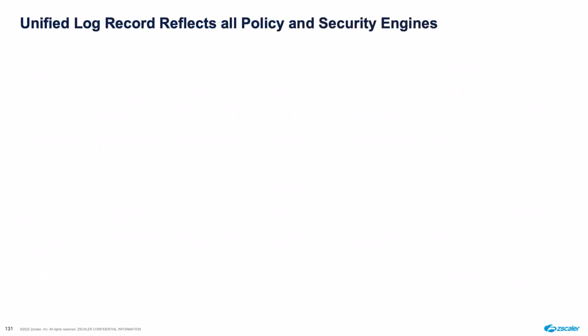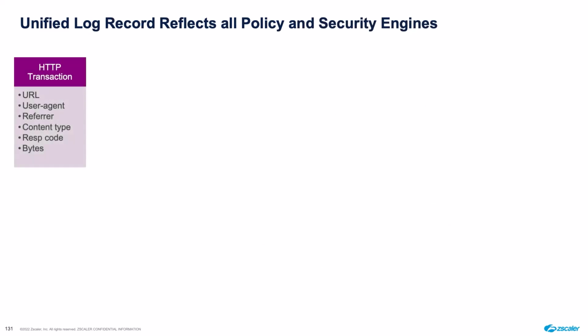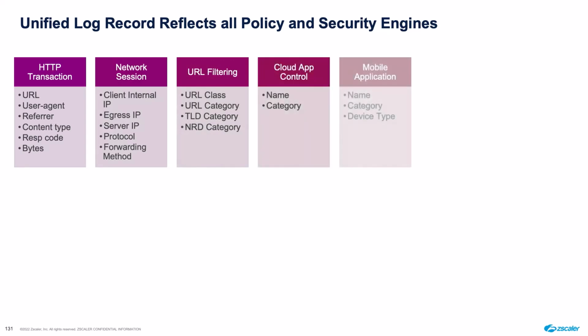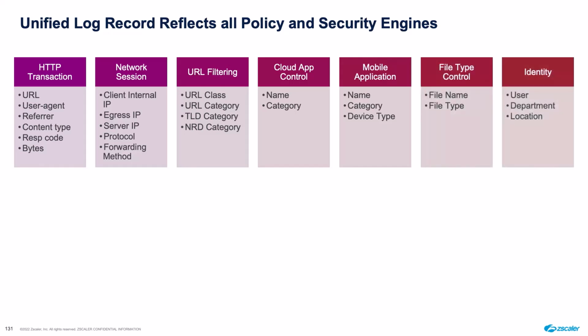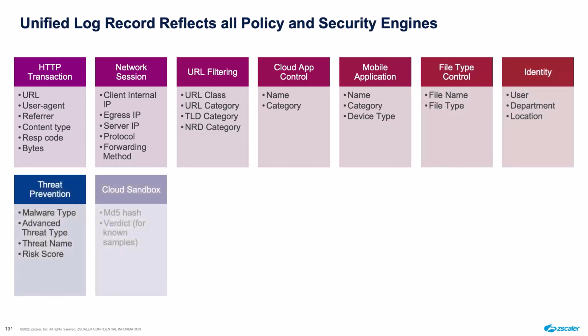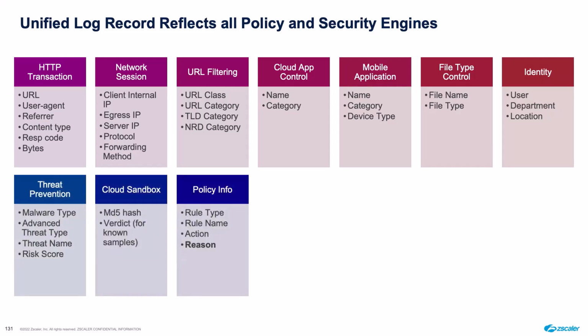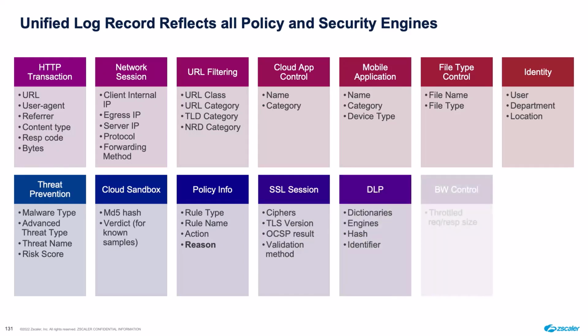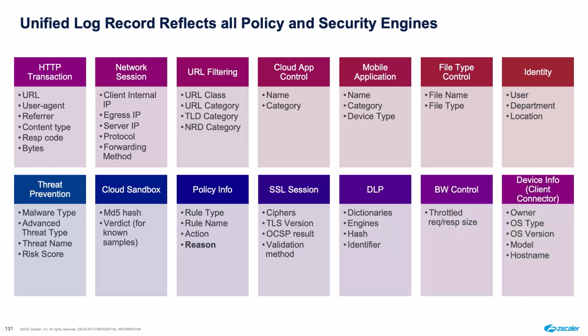With all of those log streaming, we can stream all of the information about the HTTP transactions, the session, the URL classification, the cloud app control, the mobile application information around device type, all those fields around file type control and identity, as well as the threat prevention, sandbox information, the policy action and rule and reason, all the information in the logs around those SSL transactions and the validity of those transactions, data loss prevention, the bandwidth control, and any information that we've got from the client connector. So there's about 100 different fields that may be streamed as part of the log streaming service. And these are all visible in the administration interface.